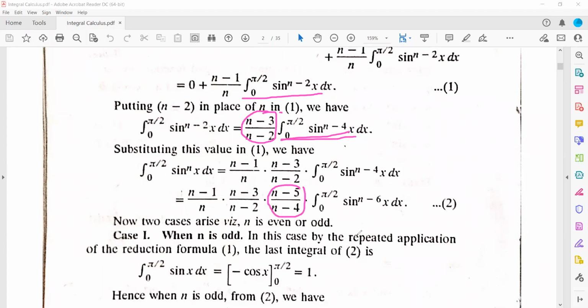Then in the next, if you find again, what will be the coefficient? If it is sine, it will be n minus 7 by n minus 6, the integral from 0 to pi by 2 of sine to the power n minus 8 x dx. So in the same way, this is the last term you are getting. If you are taking n as odd, then obviously you will get some coefficient here. What will be that coefficient? Can you tell me, anyone?